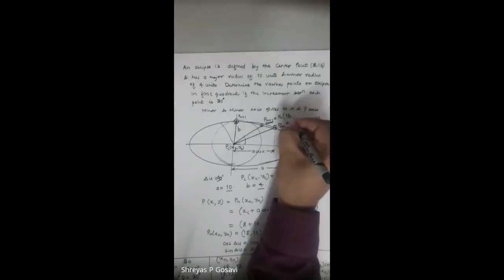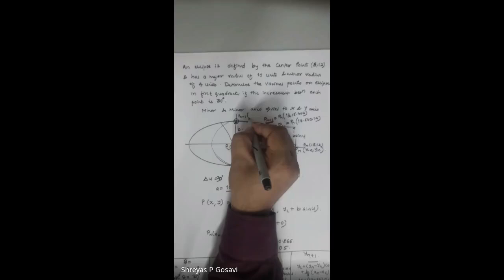So initially Pn, x and yn, they were 18 and 12. Then they were 16.660 and 14. The second point coordinates were 13 and 15.464, and the last point that corresponds to 90, the coordinates were 8 and 16.